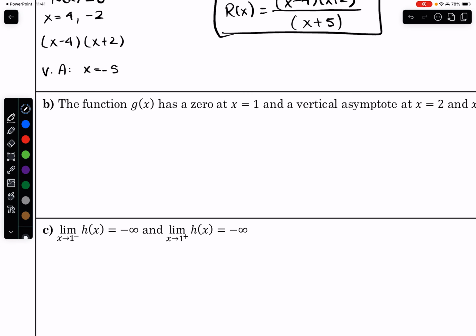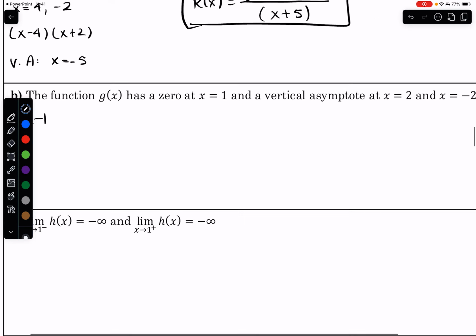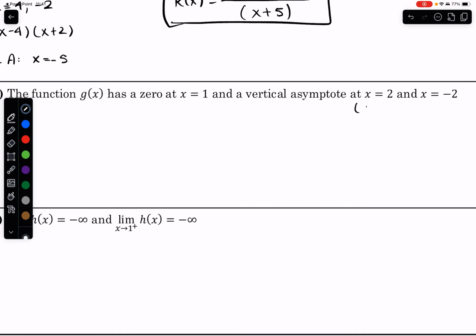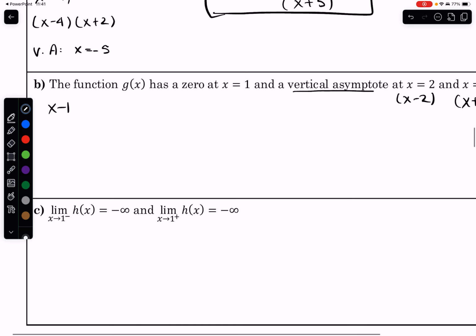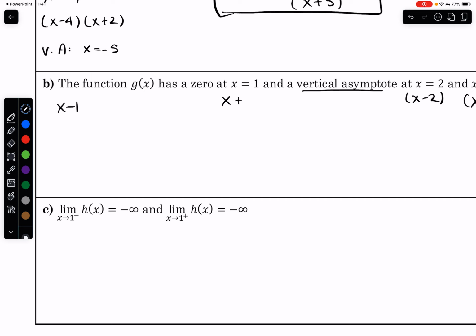For our next example, the function g of x has a zero at x equals 1, so that means x minus 1. And we have vertical asymptotes at x equals 2, which is x minus 2, and x equals negative 2, which is x plus 2. The vertical asymptotes occur when the denominator is equal to 0, and the x-intercepts occur when the numerator is equal to 0. So our equation for r of x would be x minus 1 on top and x minus 2 times x plus 2 on the bottom. Our function would have to look like that.